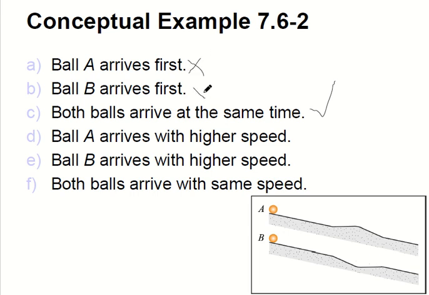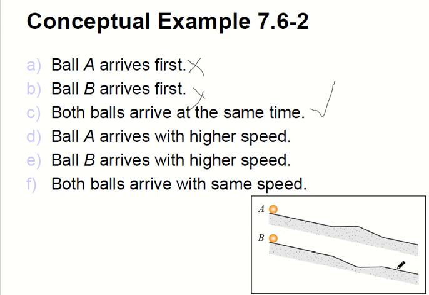Sorry, we have to think a little bit. All right, the other one says ball A is going to arrive with a higher speed. When you think about that, it wouldn't be right, because of the path. It's going up and then down. So ball A is not going to arrive with a higher speed. It's because the speed depends only on the height and the gravity, not the path taken. So no, this is wrong.